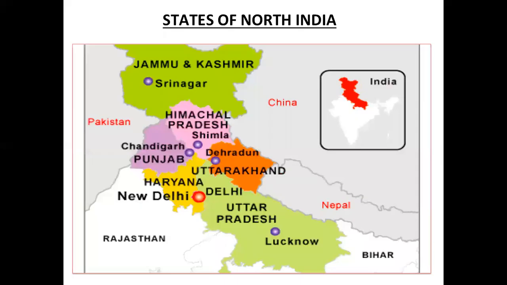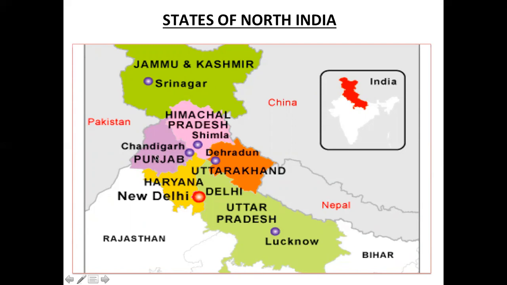So we'll go to the next one, that is states of North India. We have already done Jammu and Kashmir. Now let's see the other states. So the other states of North India are Himachal Pradesh, Uttarakhand, Uttar Pradesh, Haryana, and Punjab.